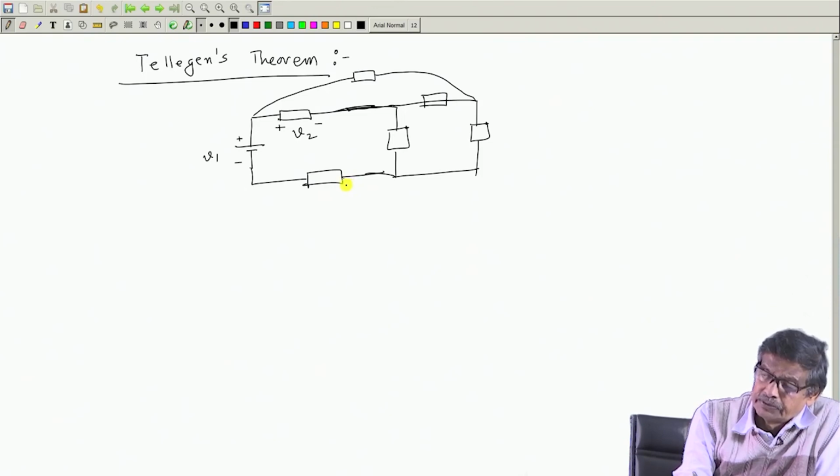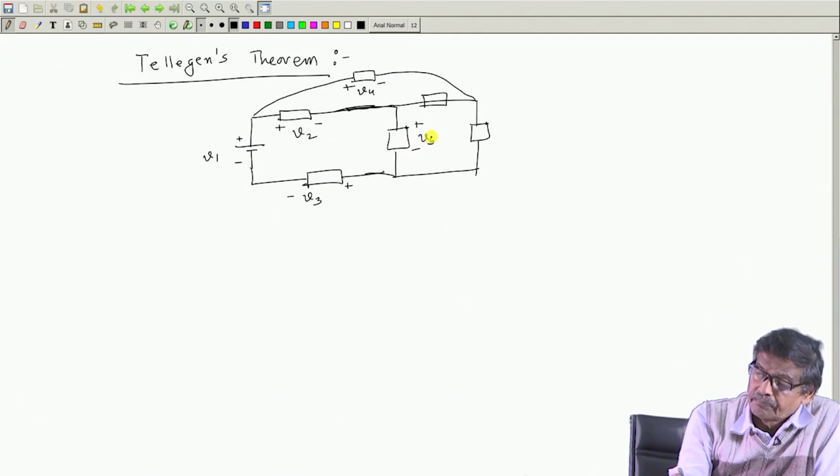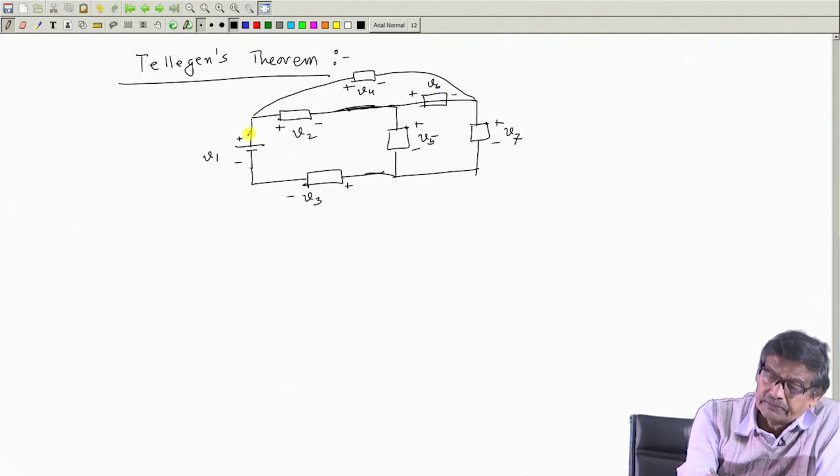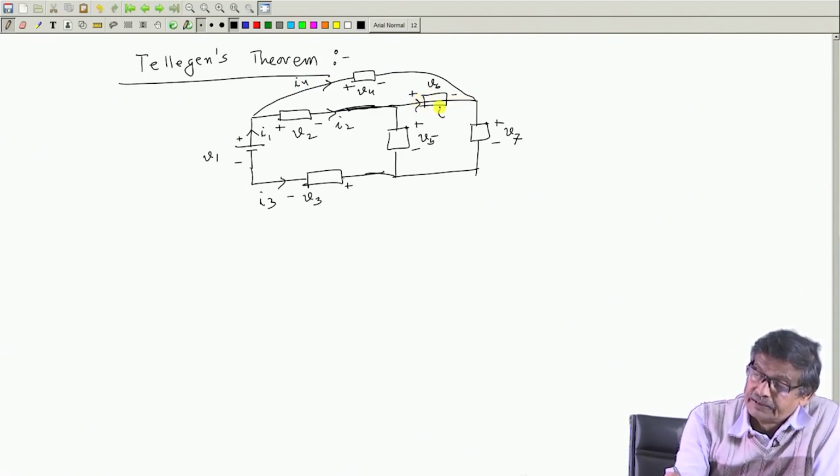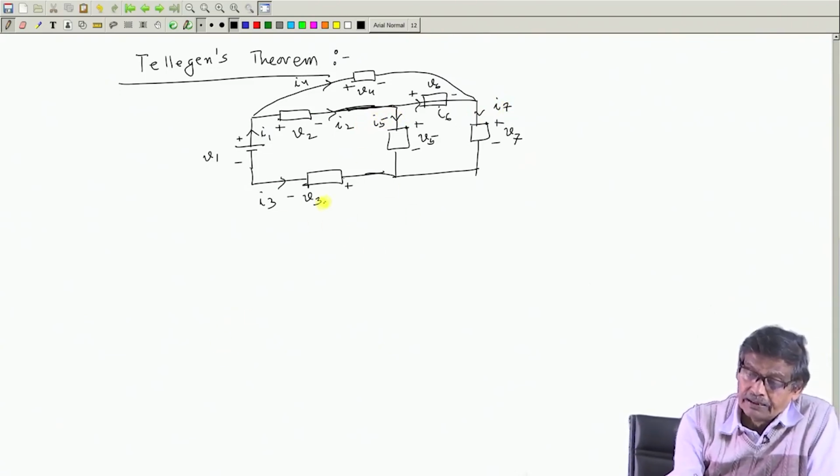understood? This is suppose V 3, what not, V 3 and so on, and V 4, V 5, V 6 and V 7. And also arbitrarily, if I assume the currents I 1, I 2, I 3 and say I 4, I 6, I 7, I 5. This way I have done it.